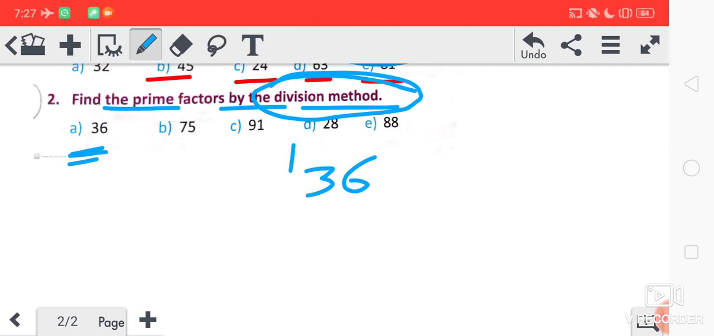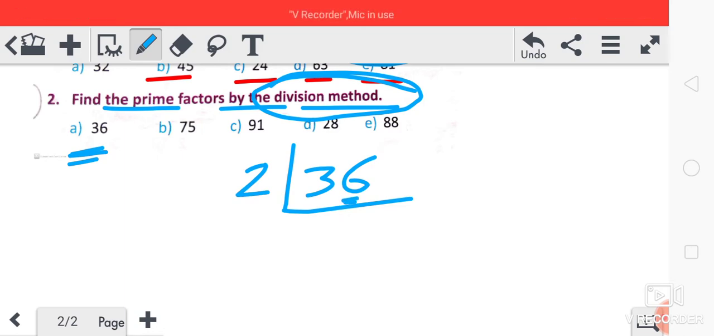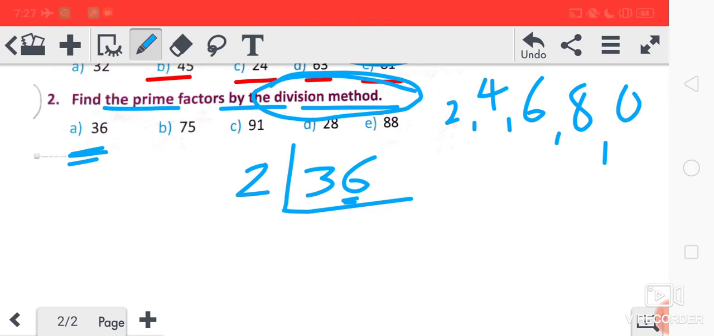So again with the smaller number we'll take. Okay, so you can take 2. With 2, will 36 be divisible or not? The last digit is 6, so with 2 it will be divisible. What is the divisibility rule for 2? The last digit should be either 2, 4, 6, 8 or 0. So what is the last digit here? The last digit is 6, so it will be divisible by 2. But how many times will 36 be divided by 2?